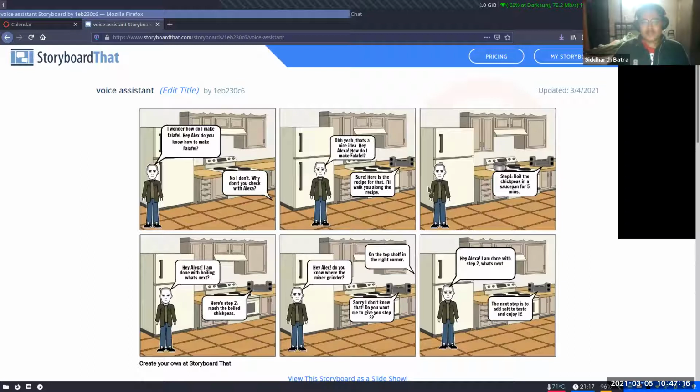So here the voice assistant is telling him it can walk him along the recipe as he cooks the dish one step at a time. So the voice assistant tells him step 1 is to boil the chickpeas in the saucepan for like 5 minutes. Next, the user says, okay, I'm done with boiling. So what's next? So Alexa instantly gives him the second step, that is, mash the boiled chickpeas.